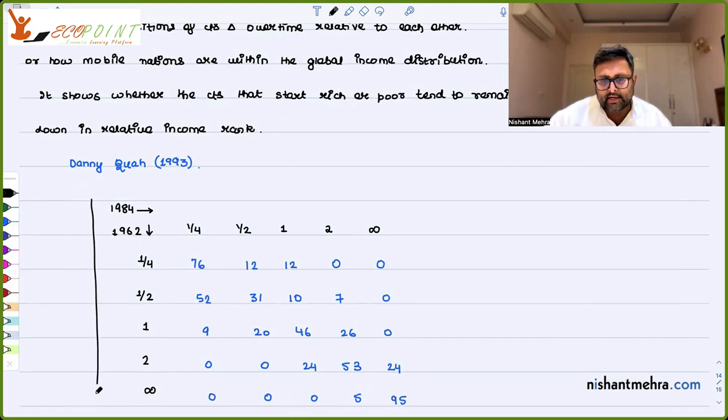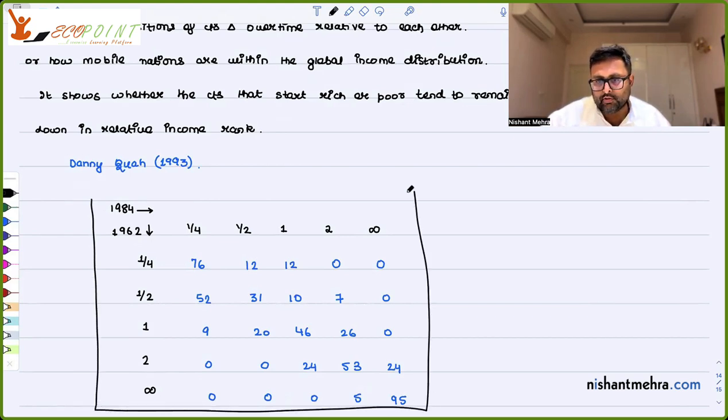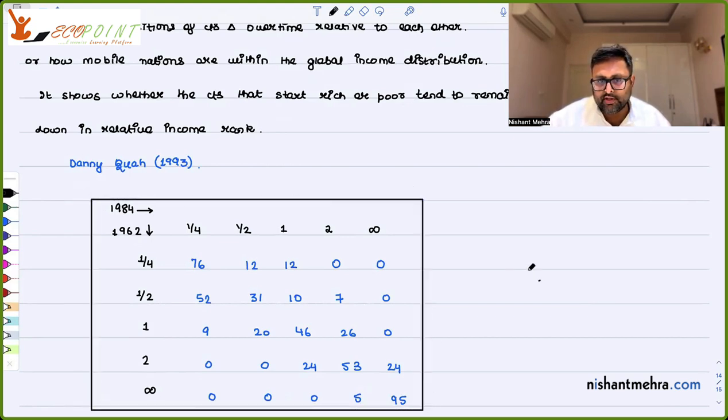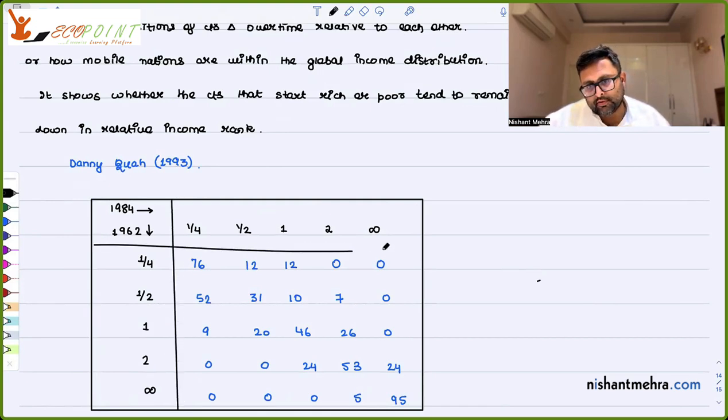Now the point is that we will write a few points about this matrix. We'll write a few points about this matrix.